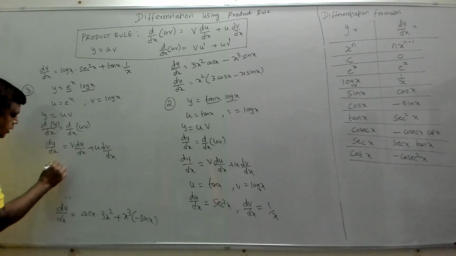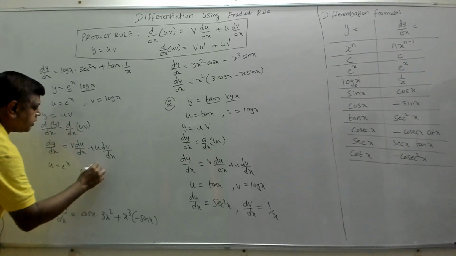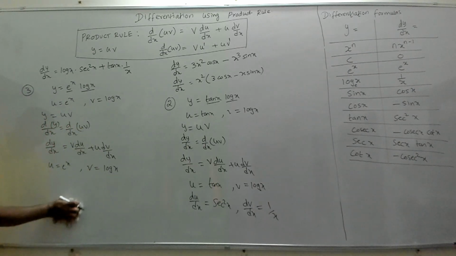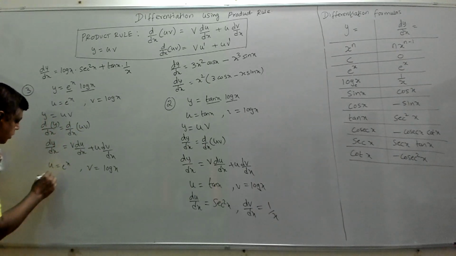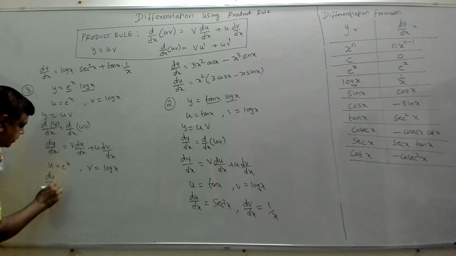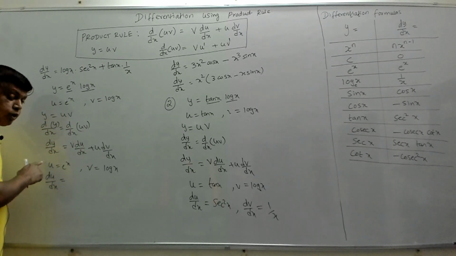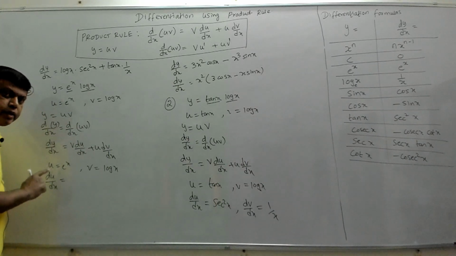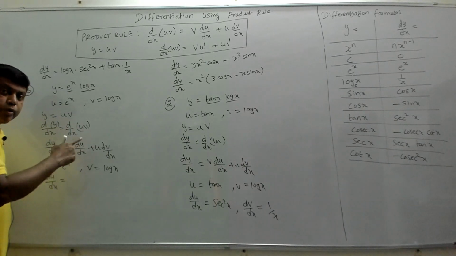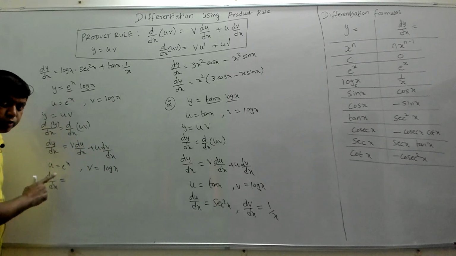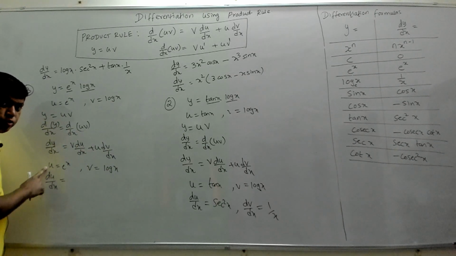Our u is e power x, our v is log x. So now let's differentiate u. Differentiating u gives you du by dx. To differentiate u with respect to x, it is du by dx. If you differentiate y with respect to x, it is dy by dx. If you differentiate v with respect to x, it is dv by dx. So here we are differentiating everything with respect to x. So we are differentiating u with respect to x.